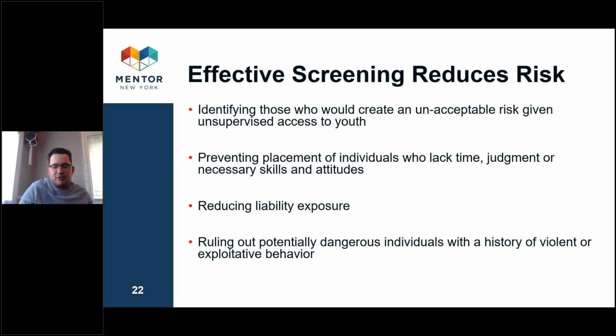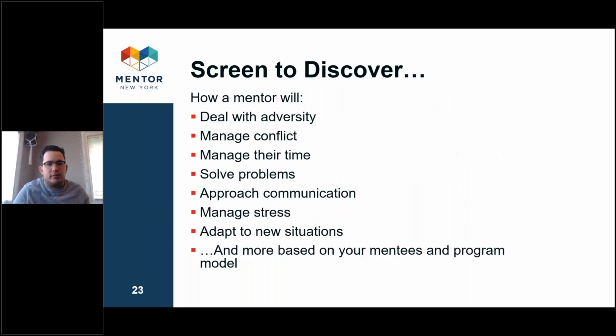It's not a checkbox, right? They have a criminal background, so they're automatically out. You want to have some type of policy and review process. And you also want to make sure you're screening for suitability, right? There's that screening for safety, and that's really important. That's that risk management piece. But you also want to make sure you're screening for suitability. Is this someone who's going to be a good fit for my program? How will they deal with adversity? How do they manage conflict? How will they manage their time? All of these different things that you want to make sure, based on your mentees and your program model, that they have the ability in place to manage.